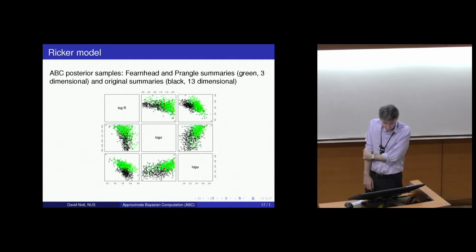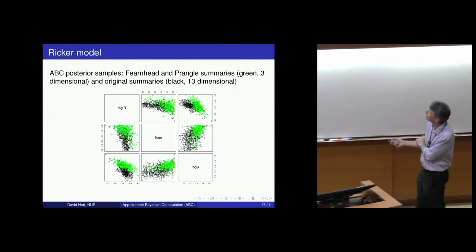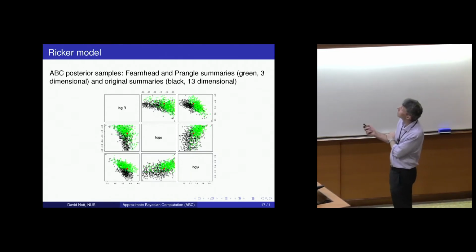Okay, so this plot shows results from two ABC analyses. The green points are an analysis based on a three-dimensional summary statistic.